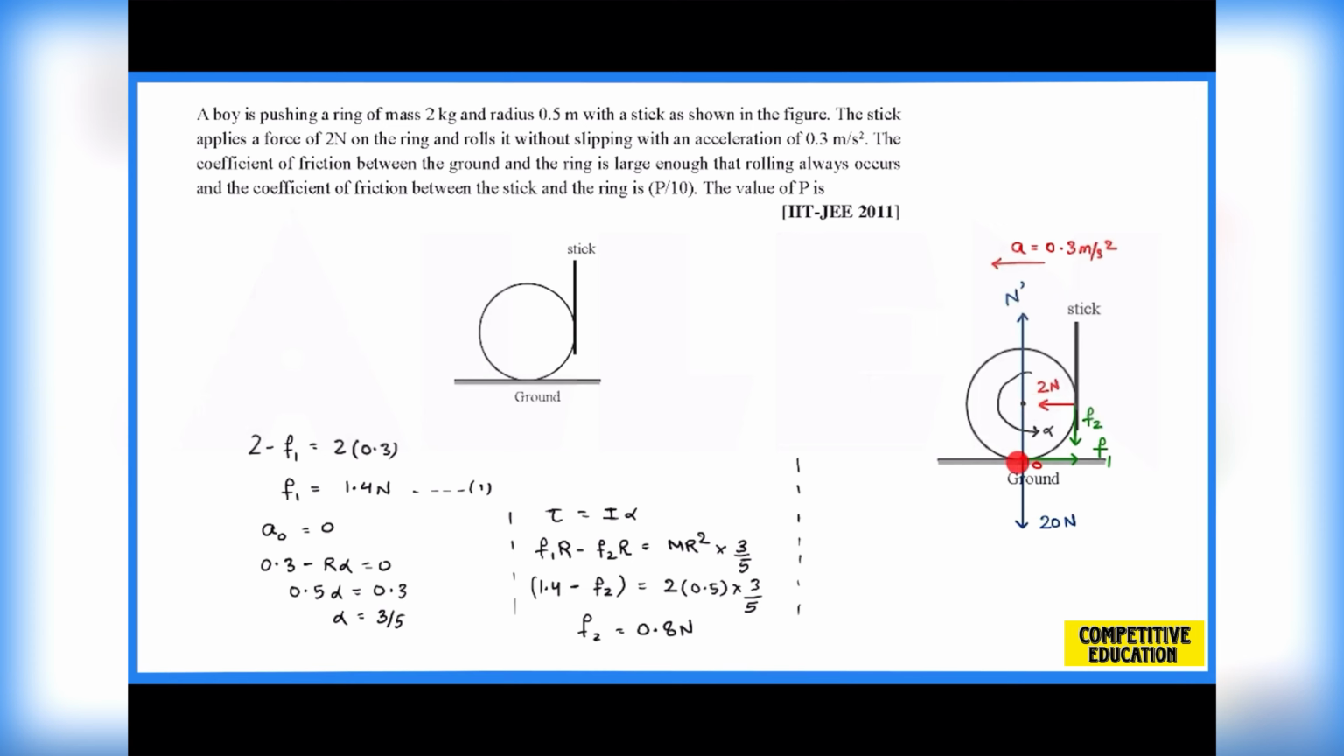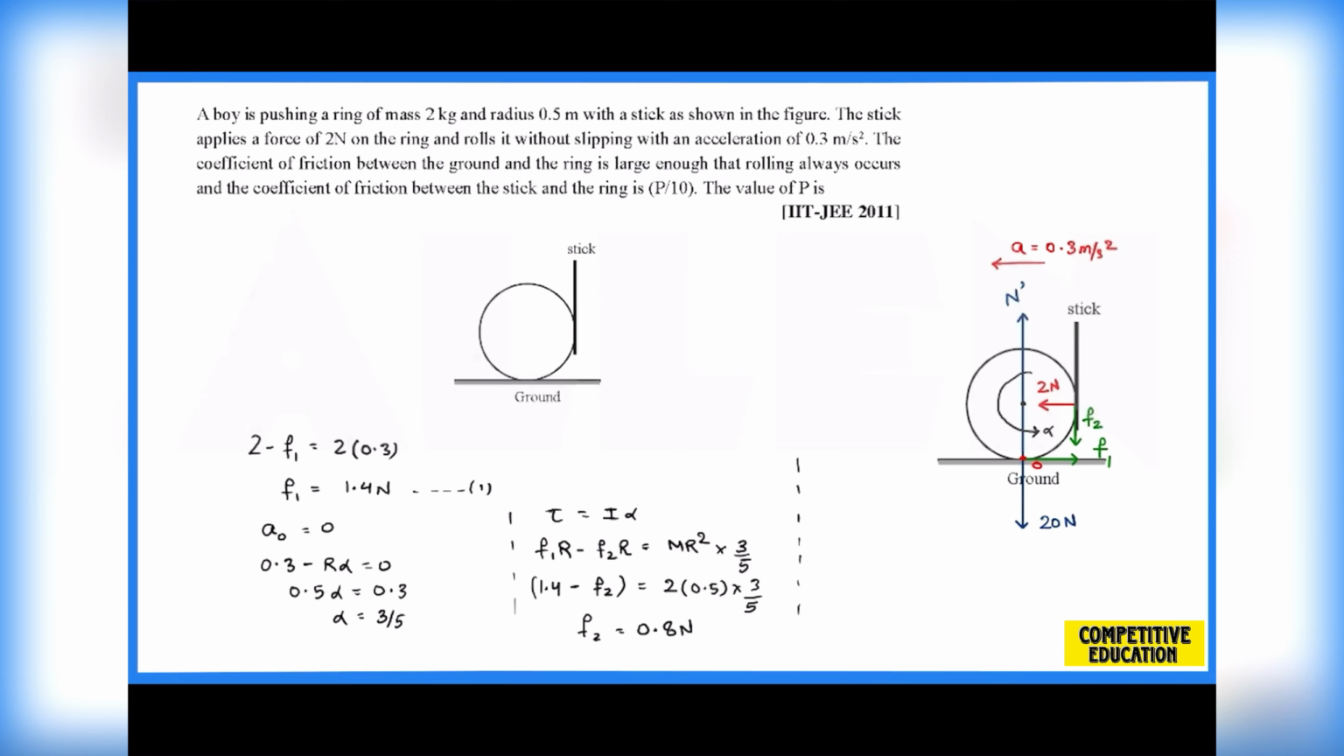There will be only the torque of the friction force offered by the ground and the friction force offered by the stick. Now the torque of the friction force offered by the ground will be F1 into the perpendicular distance, that is the radius, and it is rotating this ring in anti-clockwise direction, which I have taken positive. So it will be F1 into R, and the torque of force F2 will be F2 into the perpendicular distance, that is R. It is rotating in clockwise direction, so it will be negative, minus F2 into R. This is the net torque acting on this ring, which will be equal to I about the center of mass, which is mr square because this is a ring, into alpha. Alpha I have already calculated, it is 3 by 5.